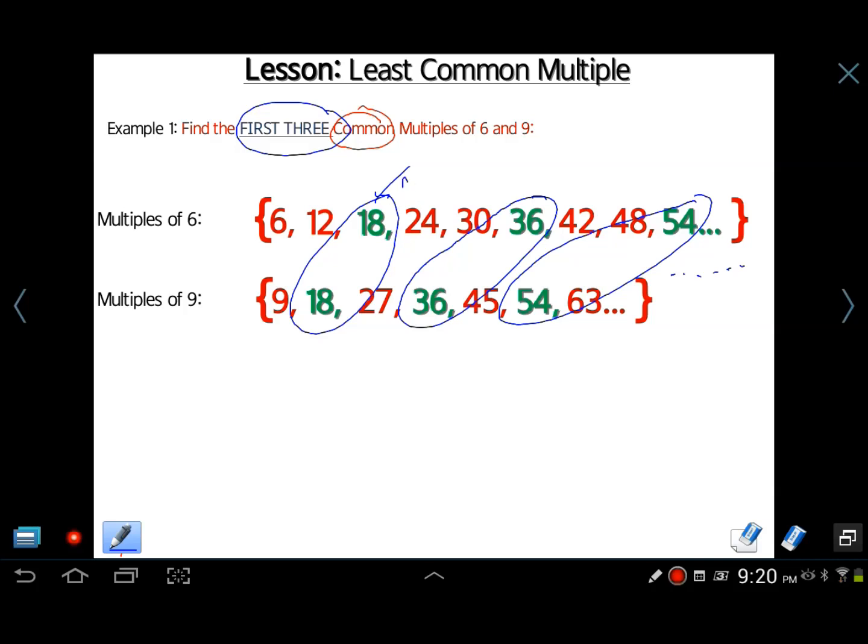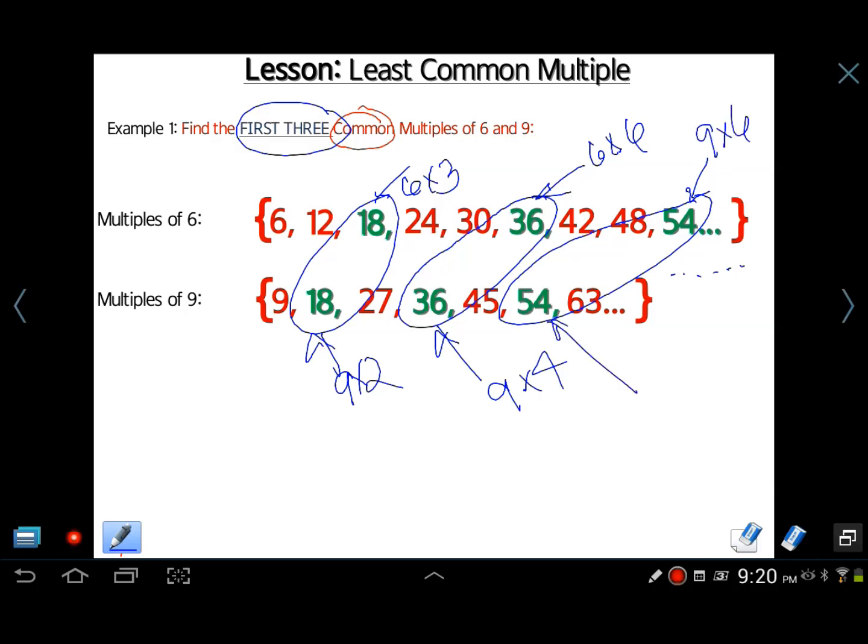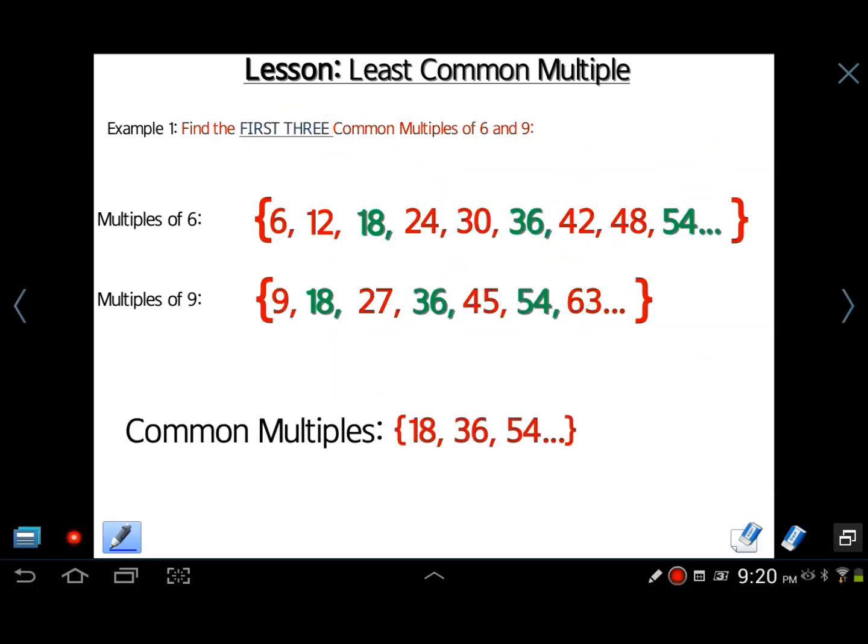18 is 6 times 3, and 18 is 9 times 2. So that's a multiple of 9. 36 is a multiple of 6 and 9. 6 times 6 is 36, and 9 times 4 is 36. 54 is a multiple of 6 and 9. 54 is 9 times 6, and 54 is 6 times 9. There you go. So what are the common multiples? 18, 36, and 54. Those are the first 3.